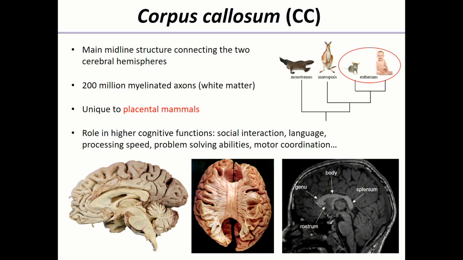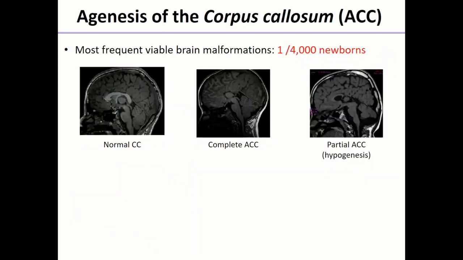It has a role in integrating the motor and sensory information from the 2 sides of the body, and it plays an important role in higher cognitive functions, including social interaction, language, processing speed, and also motor coordination. Agenesis of the corpus callosum, and more broadly defects or malformation of the corpus callosum, which I will also call ACC during my presentation, are among the most frequent viable brain malformations, affecting 1 out of 4,000 newborns.